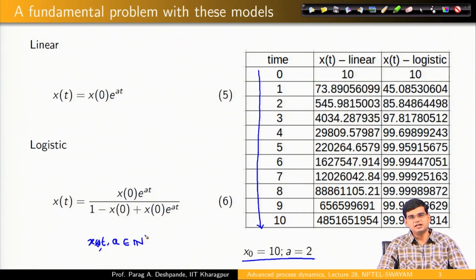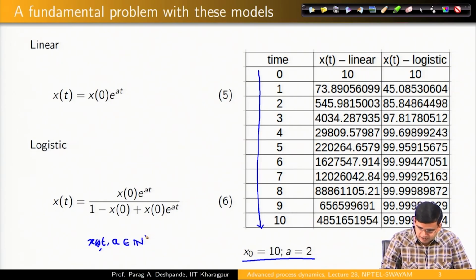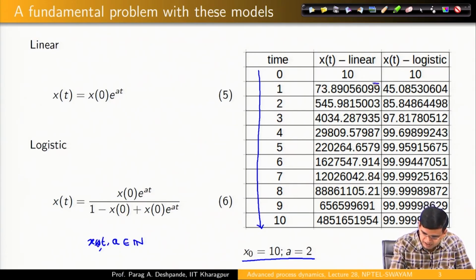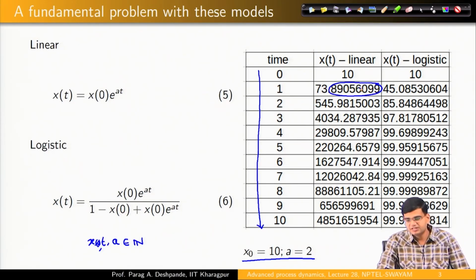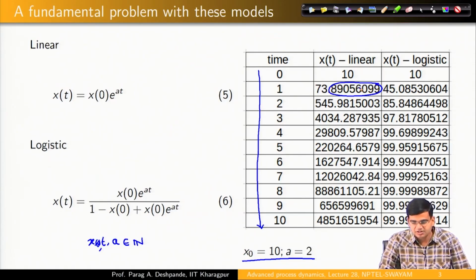x 0, t, a are natural numbers in this case, but even if these are natural numbers, which means that the inputs to your growth function are natural numbers, the growth of population comes with numbers which are like this, for example 73.89 and so on. So, now my question is that can I have the number of bacteria in a petri dish, for example, equal to 73.89? The answer is no, because that number has to be a natural number.